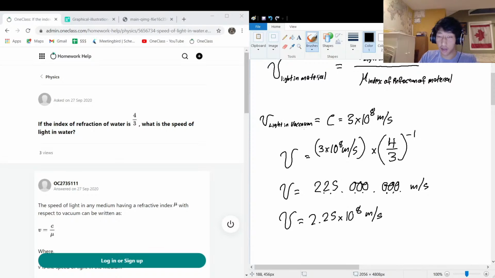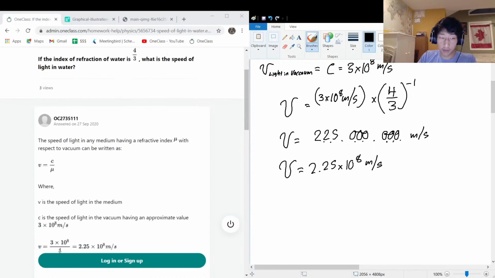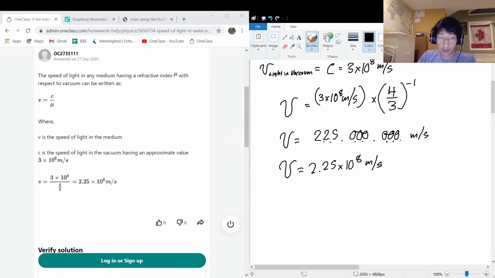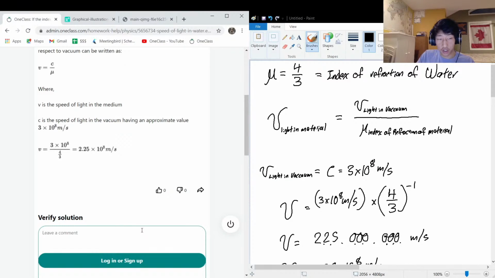Yeah, and that kind of makes sense, because really it's just 3/4 of 3. It should be 2.25. And yeah, that's precisely what we got. So yeah, math checks out. So the rough solution is good.